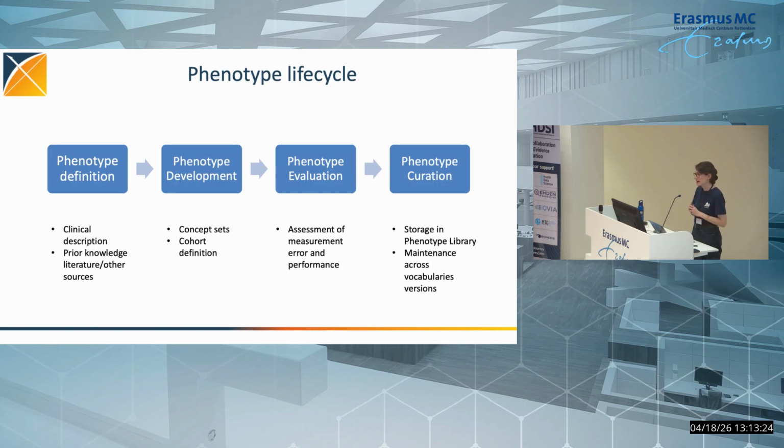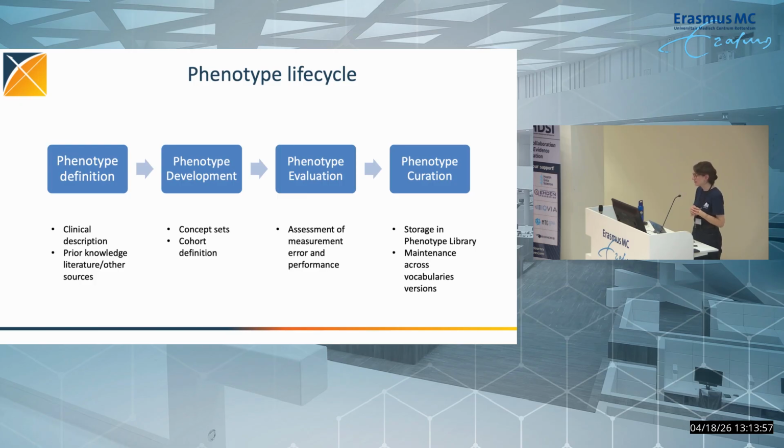Once we understand the condition and have defined the phenotype, then we have to start developing the phenotype, and for that we will have to create concept sets, or lists of codes, that we will use to go to the database and identify the patients with a specific condition. We also will have to define our cohort. We will have to define some criteria that individuals who are going to be included in the cohort need to meet.